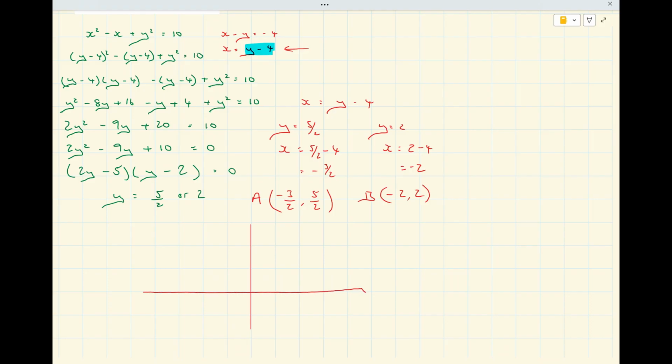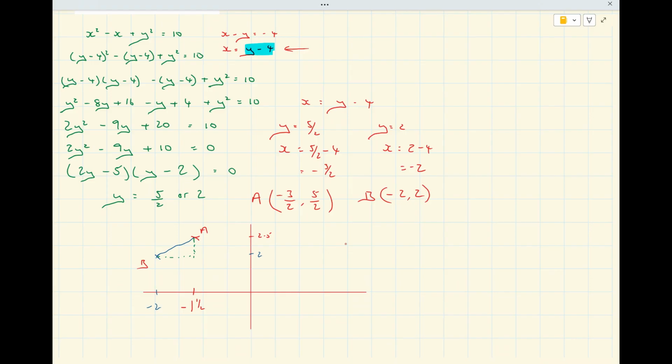Here we go. Now A is at minus 1.5, 2.5. Put it here, shall I? That's the point A. B is at minus 2, 2. And there's the distance AB. Right. Let's use a right angle triangle, shall we? Here's my distance AB. I'll call that X. Actually, no, I won't, because I've got X coordinates and all sorts. So let's just call that AB, shall we?